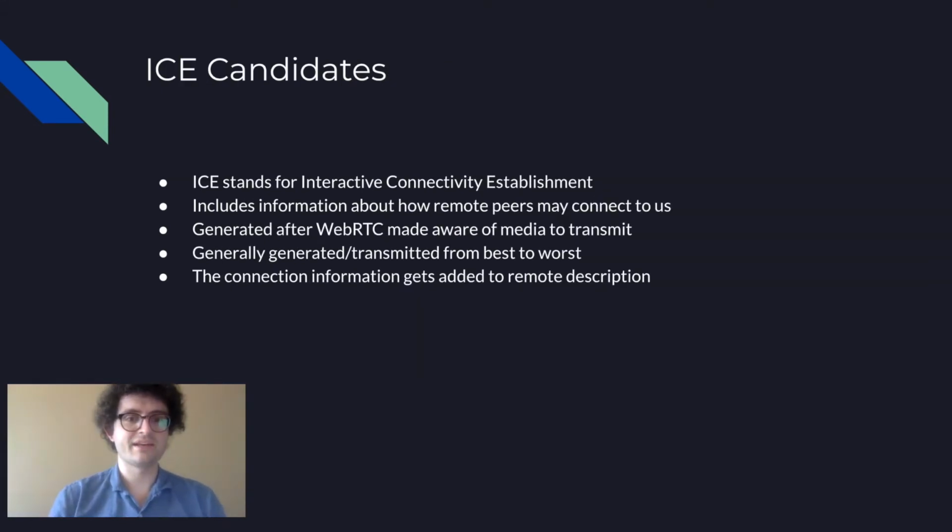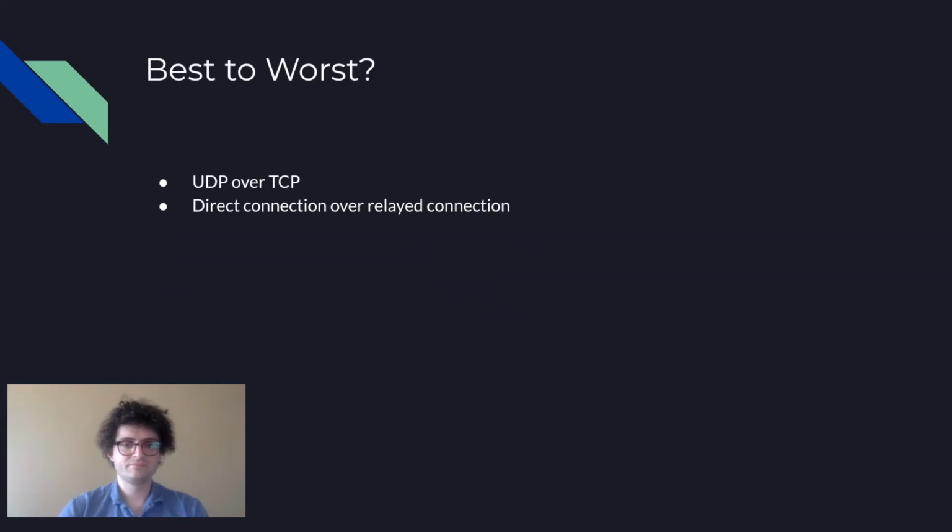Now, what are ICE candidates? ICE stands for Interactive Connectivity Establishment, and ICE candidates include information about how our remote peers may connect to us. WebRTC starts generating these after we let it know what media we want to transmit. We let it know this information through the local description, like I described in the previous slides. ICE candidates are generated and thereby transmitted to a remote peer from best to worst, which I'll return to in a second.